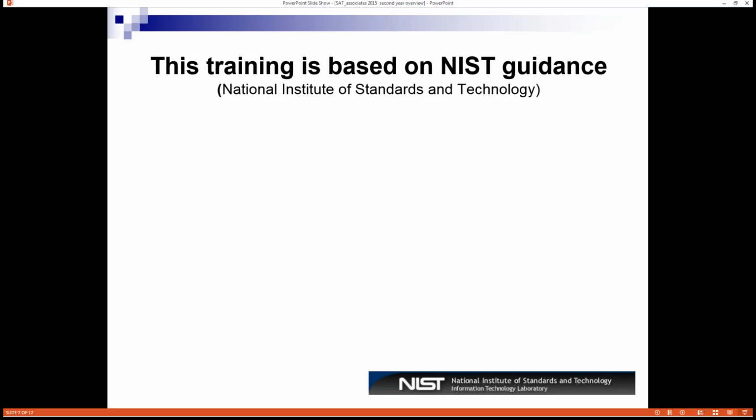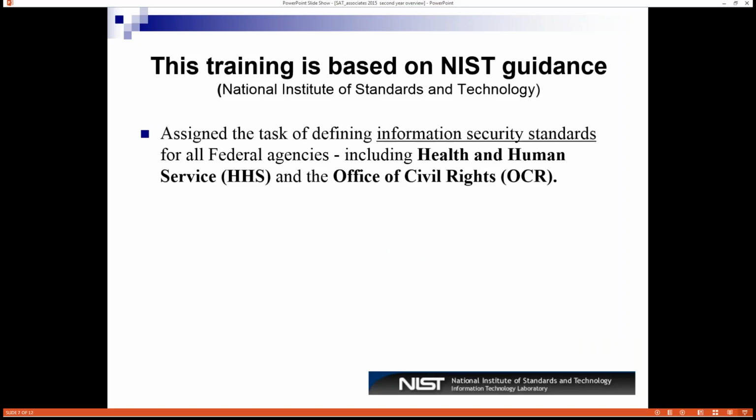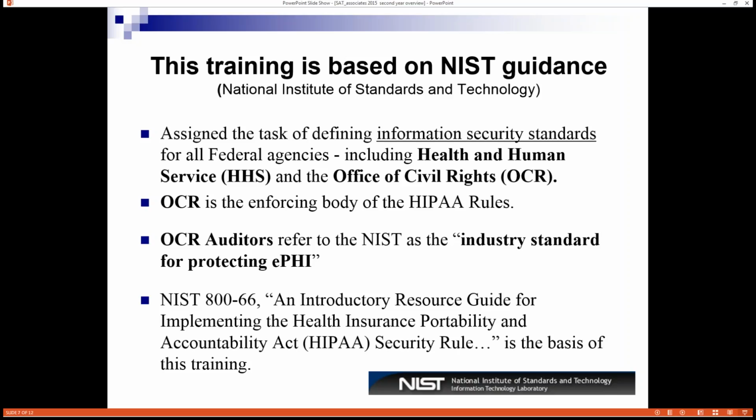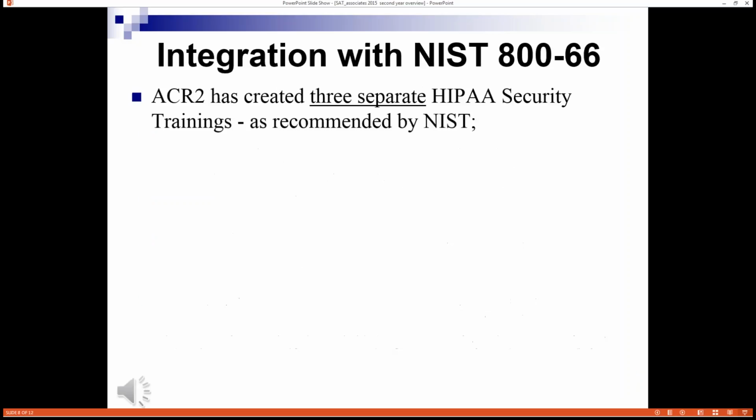This training is based on NIST guidance. NIST is the National Institute of Standards and Technology. They are assigned the task of defining information security standards for all federal agencies, including Health and Human Services, HHS, and the Office of Civil Rights. The Office of Civil Rights is the enforcing body of the HIPAA security rules. OCR auditors refer to the NIST as the industry standard for protecting EPHI. NIST 800-66, an introductory resource guide for implementing the Health Insurance Portability and Accountability Act, HIPAA, security rule is the basis of this training.